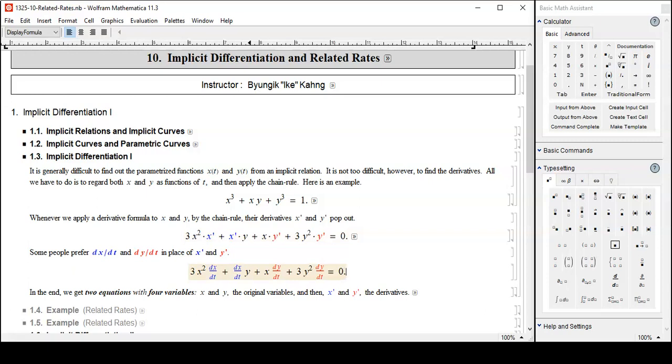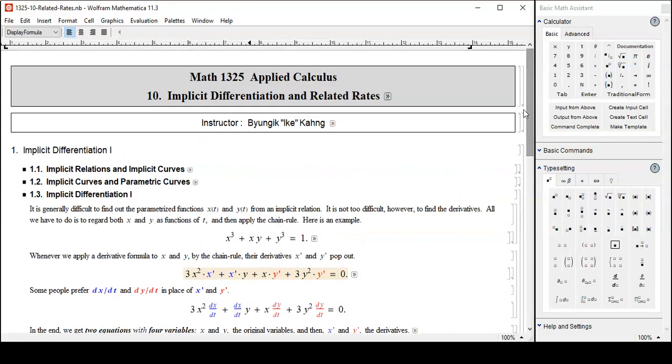In any case, here's one relation, the relation between x and y, and here's a second relation, the relation between not just x and y, but also x prime and y prime, the derivatives. The rates of change are related to each other. That's the key here. You see? Related rates.